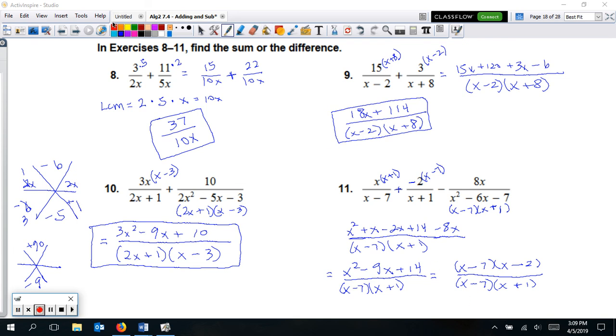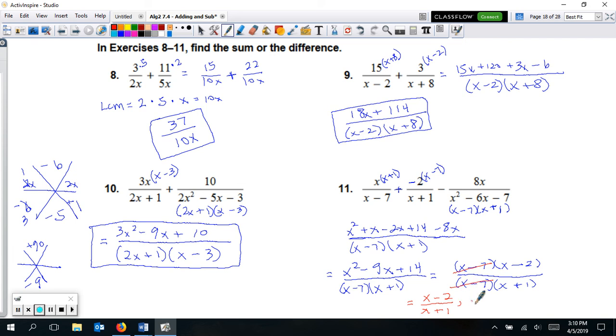Cross out these matching binomials with x minus 7. So those will cancel each other out. And so then our final answer for this will say x minus 2 over x plus 1 minus 2 over x plus 1. But since we did cancel out a binomial here, and that would be one that we know that x could not be 7 for, so we have to actually say that in our answer.